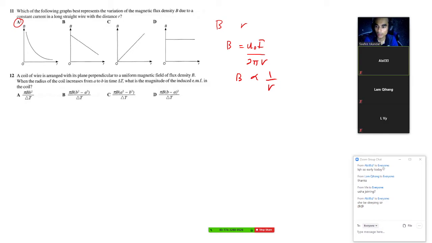A coil of wire is arranged with its plane perpendicular to a uniform magnetic field density B. When the radius of the coil increases from A to B in a time of change T, what is the magnitude of the induced EMF in the coil? Okay, question number 12.